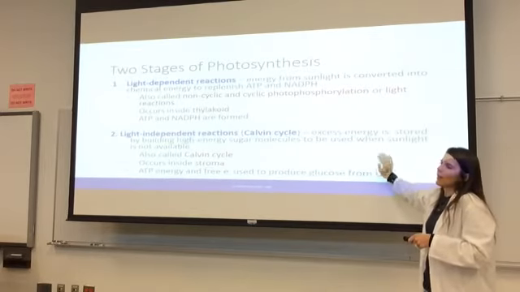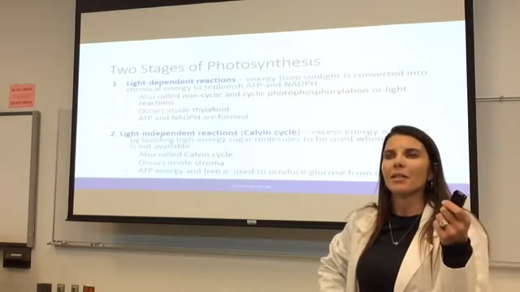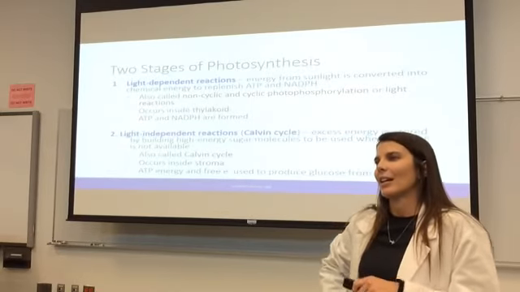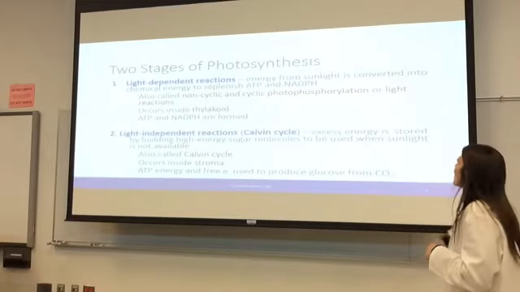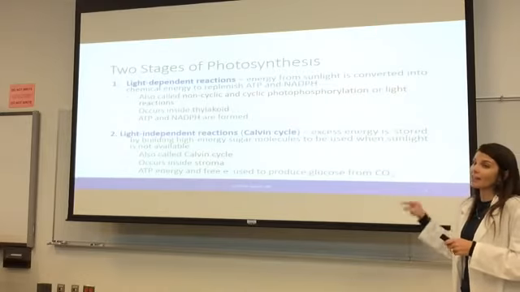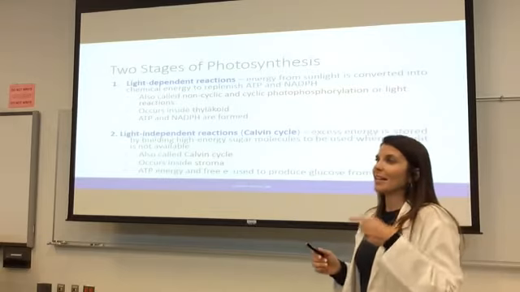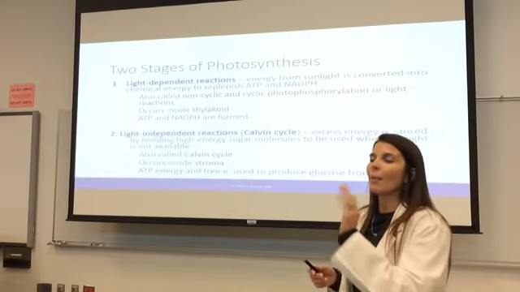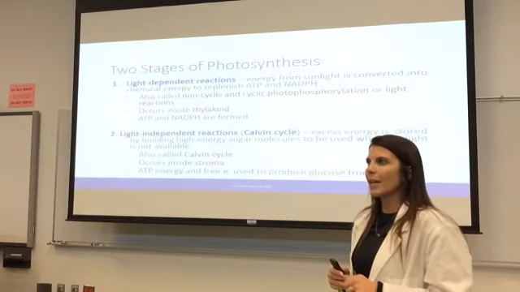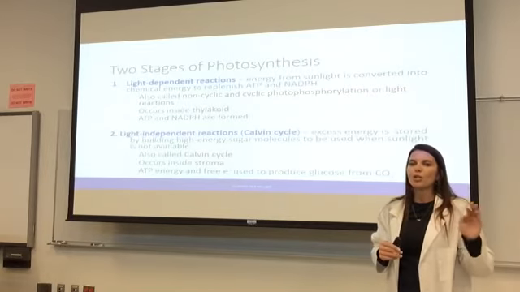The light-independent reactions are also referred to as the Calvin cycle with a capital C because the individual who discovered it wanted you to remember his name. And what happens in the light-independent reactions is we take carbon dioxide and we reduce it into glucose. Big picture, carbon dioxide will be reduced to glucose.